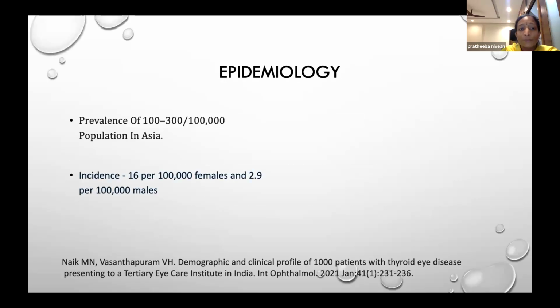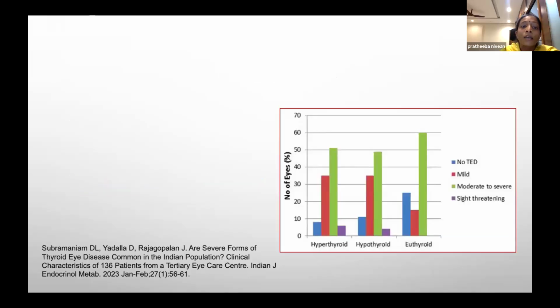neuropathy. Coming to the epidemiology, this is the statistics from our own LV Prasad, the Indian study. The prevalence is it's an uncommon condition, but it's not a rare disease. It's like 100 to 300 per lakh population, and the incidence is 16 per lakh in females and 2.9 in males. We should understand that the incidence of thyroid eye disease is very common in females, but we should also know that if a male develops thyroid eye disease, the severity is more.